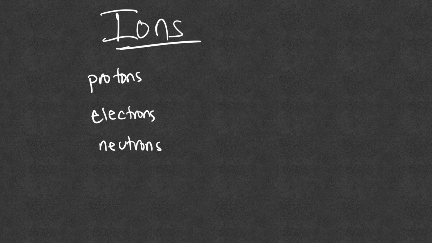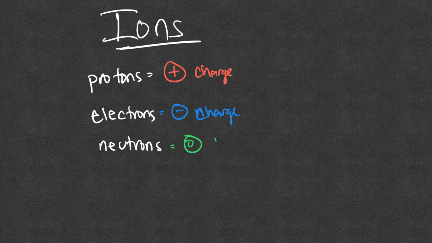Protons are kind of like your positive piece. They bring in the positive charge of the atom. Electrons bring in the negative part of the charge of the atom. And neutrons are just simply neutral. There's no charge associated with neutrons.